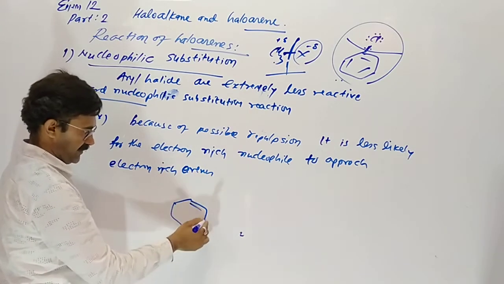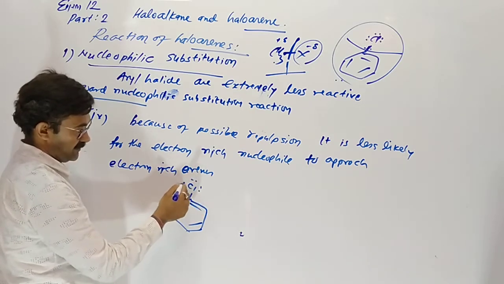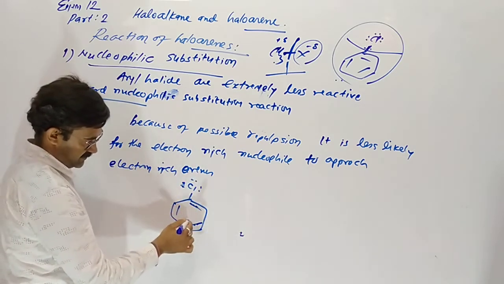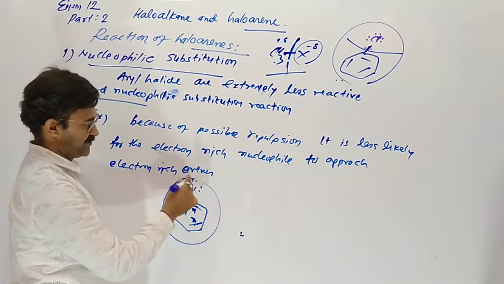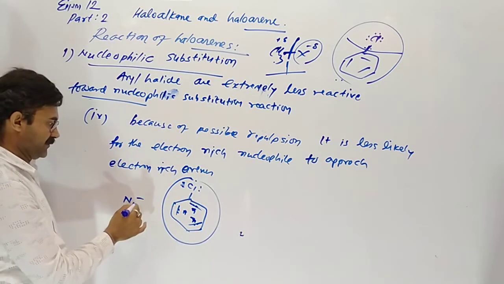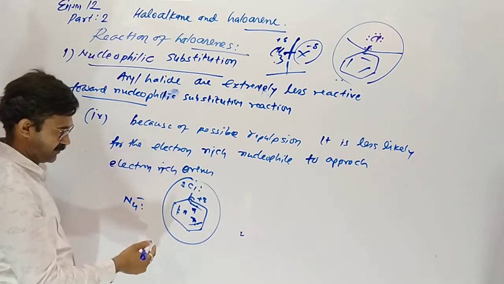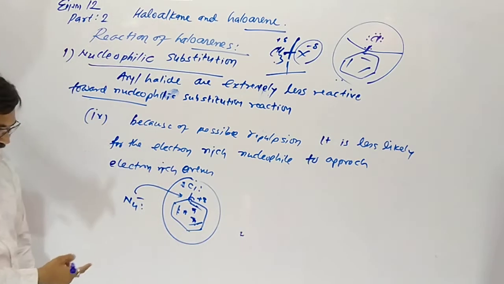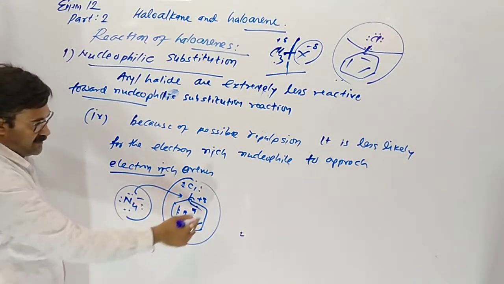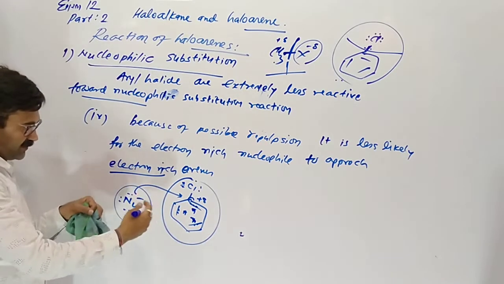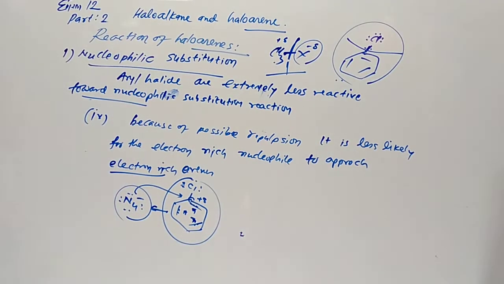Means in the haloarene there are 3 lone pairs on the halogen and 6 electrons of the pi bond. So the haloarene is electron rich, and the carbon attached to the halogen is partially positive. The nucleophile attacks here, but the nucleophile itself is also electron rich. Our chlorobenzene is electron rich, so repulsion is maximum between them. So the fourth reason is this one. So substitution reaction of haloarene is too difficult.